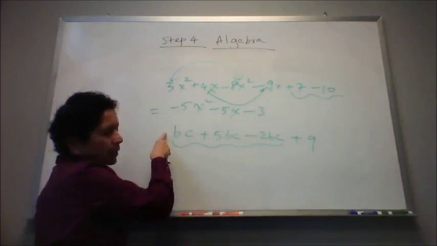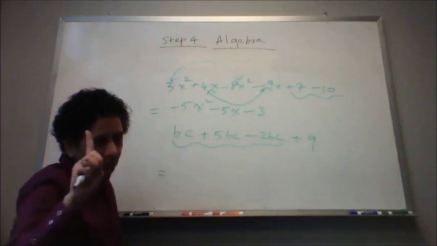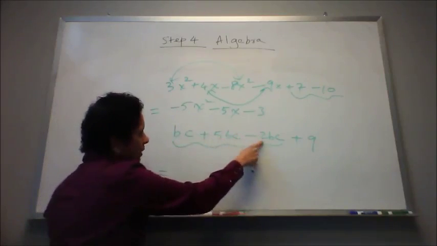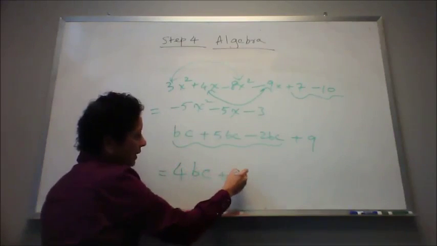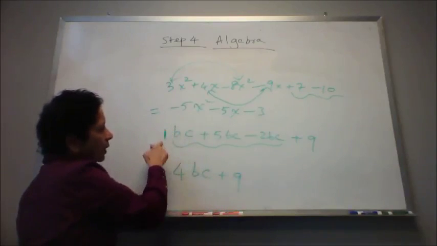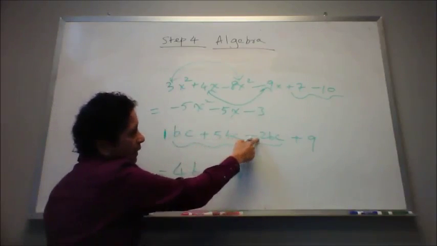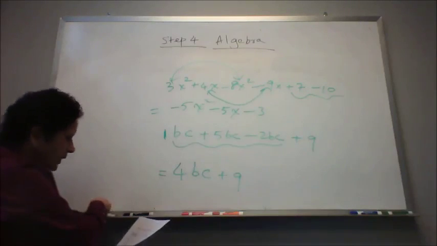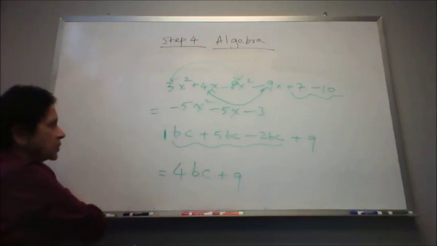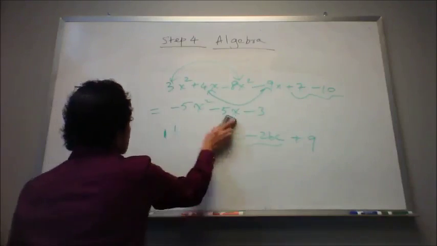Then you need to remember, I have nothing here, that means I've got a 1, right? 5 minus 2 is 3, 3 plus 1 is 4. So 4bc plus 9. So remember this 1 here. 1 plus 5 is 6. 6 minus 2 is 4, right? So you need to remember that. So that's how you do the simplification, just the like terms, okay?